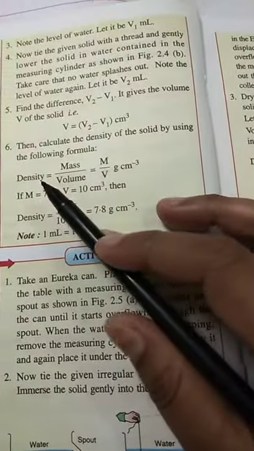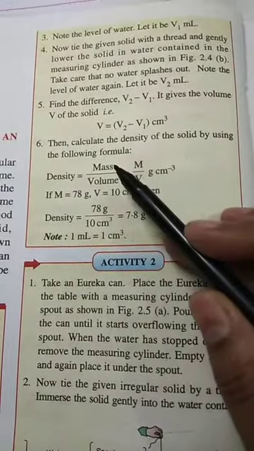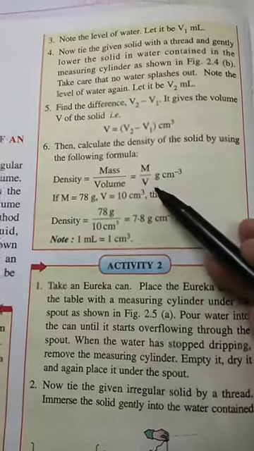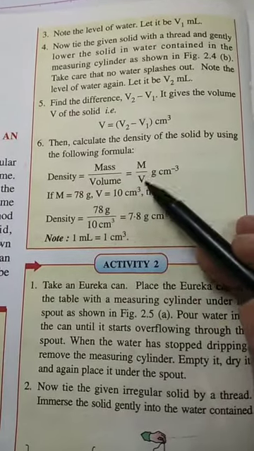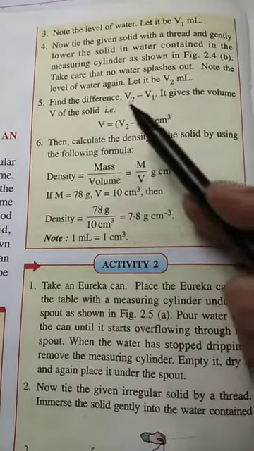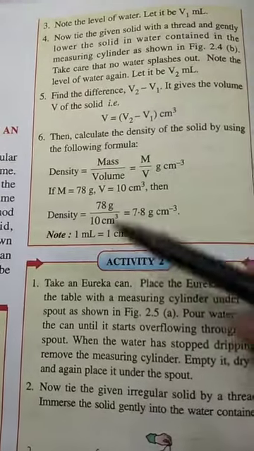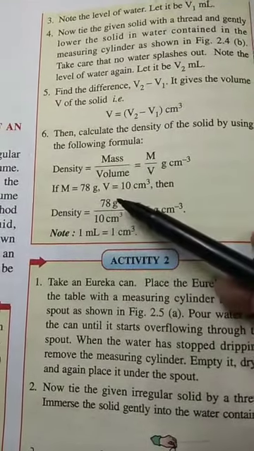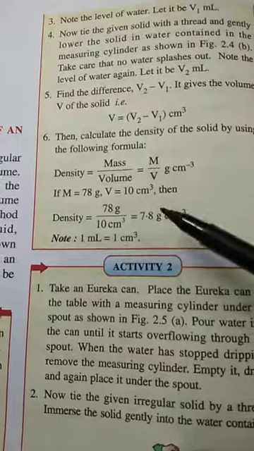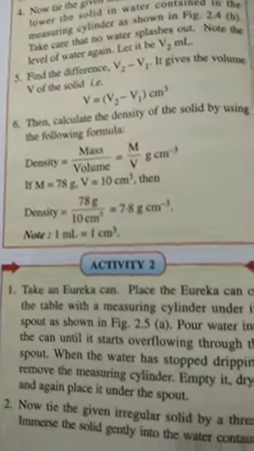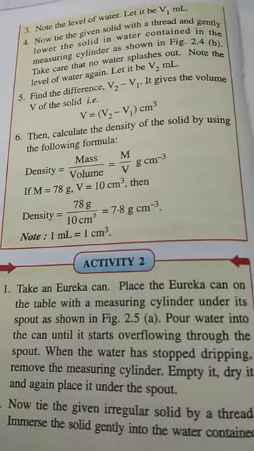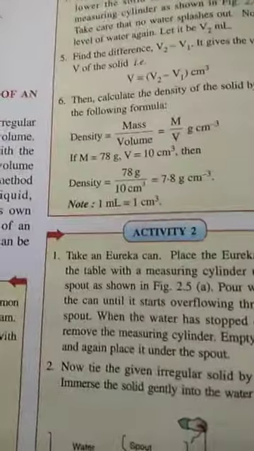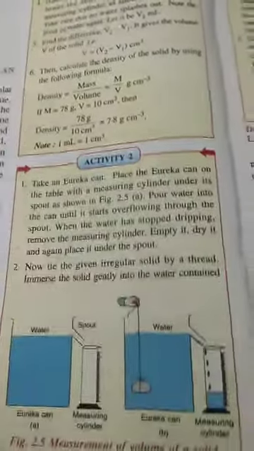So we can now easily find the density. Mass is given as 78. Volume, we got as 10 after subtracting final minus initial, and then the density will be mass upon volume, that is 78 upon 10, which is equal to 7.8 gram per centimeter cube. So this is the way we find the density of irregular solids.